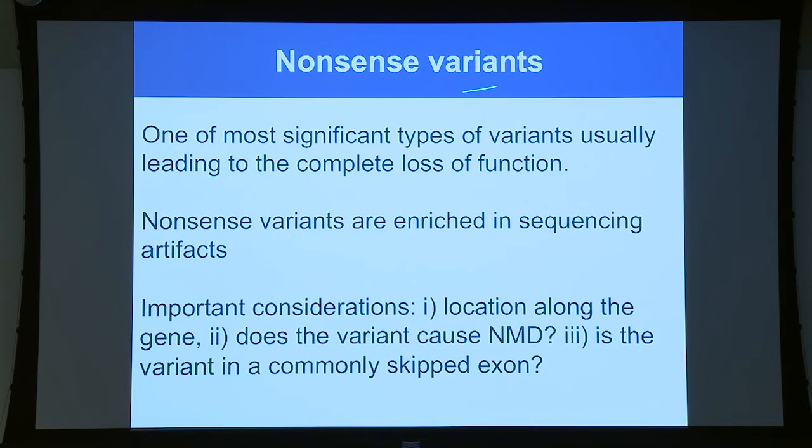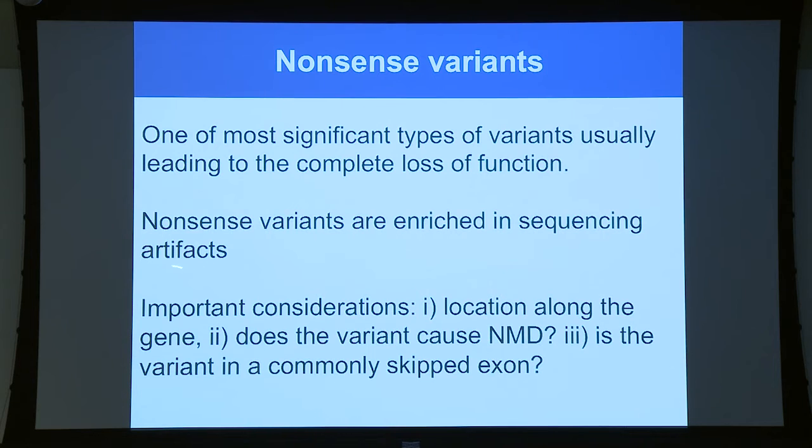So take nonsense variants as the simplest, so stop gain variants, for example. Also, you can think about stop loss, frame shift, and so forth. And usually people take them for granted as clear loss of function variants, and functional interpretation is very simple. Now the problem is, first, that some of them may not cause nonsense-mediated decay. Some of them may fall in exons which are spliced out in common isoforms, so have no effects.